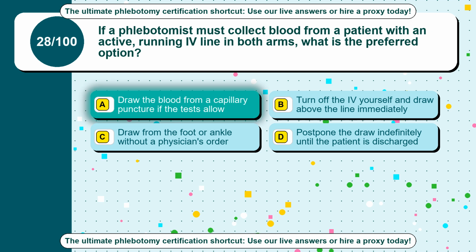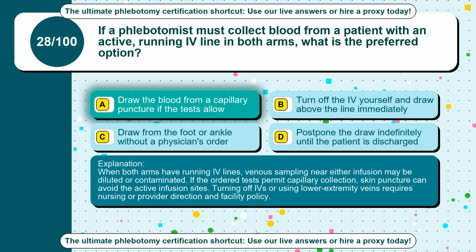Draw the blood from a capillary puncture if the tests allow. When both arms have running IV lines, venous sampling near either infusion may be diluted or contaminated. If the ordered tests permit capillary collection, skin puncture can avoid the active infusion sites. Turning off the flow or using lower extremity veins requires nursing or provider direction and facility policy.